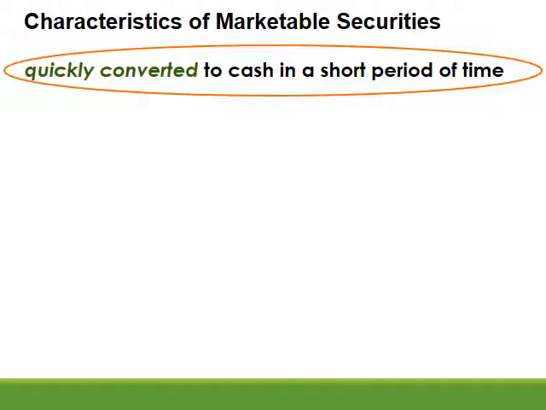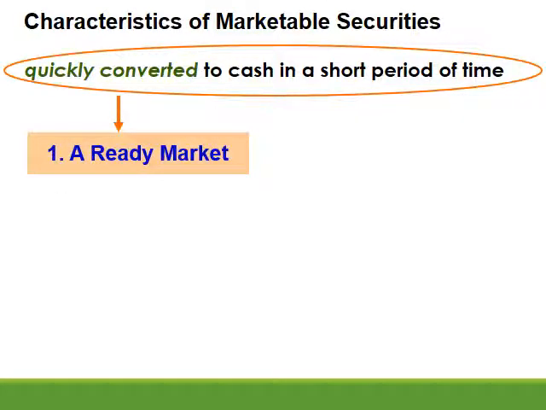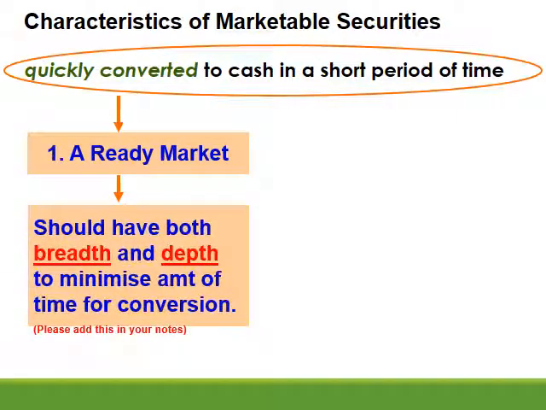Let's touch on the characteristics of marketable securities. The important thing about marketable securities is that they have to be quickly converted into cash, in a short period of time. In order to do so, they must have two characteristics. One, a ready market. It should have breadth and depth to minimize the amount of time for conversion. The breadth basically means the number of options.